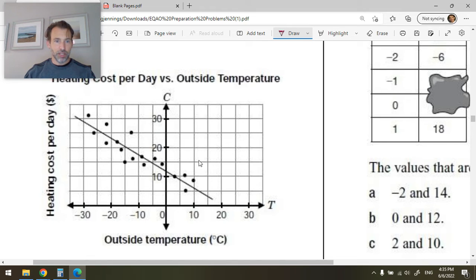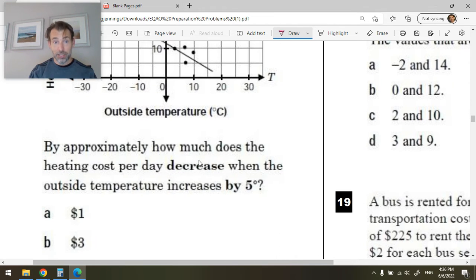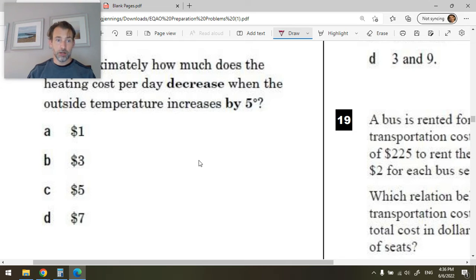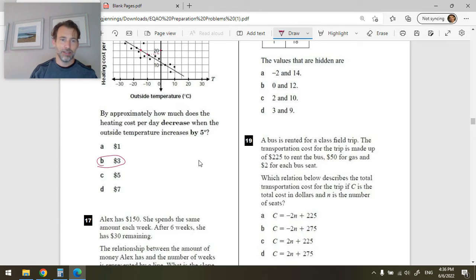So let's see if we can find some good points. This is not a bad point here to work with. Negative 15 degrees, and then let's go down. That's like 20, okay? So that's the point. Negative 15 costs $20. Negative 10 costs about, well, that looks like $18, doesn't it? Looks like about $2 or $3. The cost decreases by about $2 or $3 for every 5-degree increase in heat. So I would guess B here. Actually, no, I'm sure it's B. It's not 1. It's not that small. And it's not 5. It's not that big. So it's about 3.